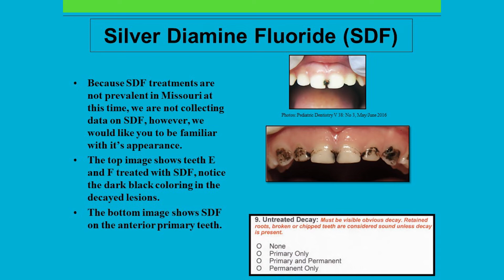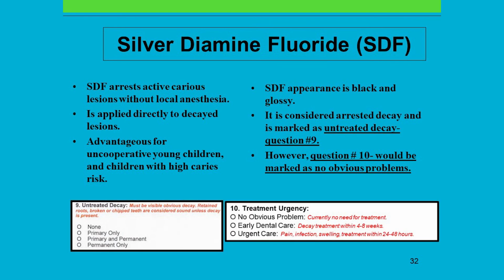The images show a glossy, dark, black color within the decayed lesion and on the teeth. Silver diamine fluoride is an option for caries control and can be applied directly to a carious lesion. Silver diamine fluoride, or SDF, arrests active carious lesions. It is indicated in treating caries in uncooperative young children, children with multiple carious lesions, and children with a high caries risk.